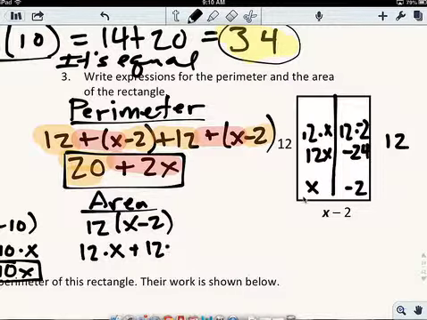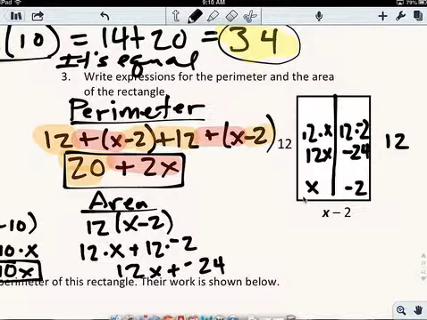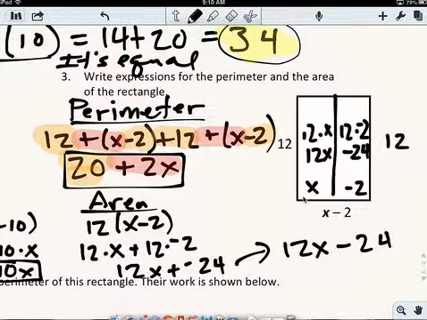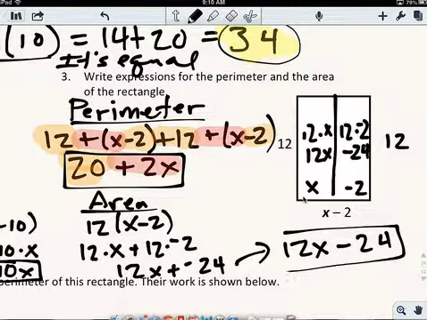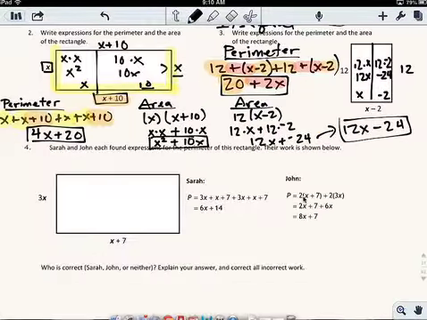Plus 12 times -2. So I get 12x plus a -24, which looks a little clunky because plus a negative looks weird. So I'm going to rewrite that as 12x minus 24, because adding a negative is the same as subtracting. And so there is my area. All right, 3 problems down, we're on our way.